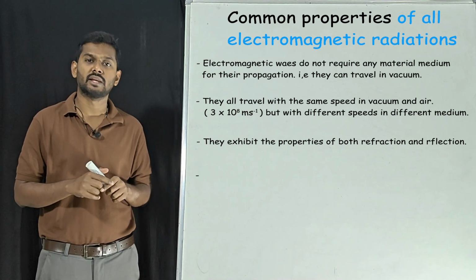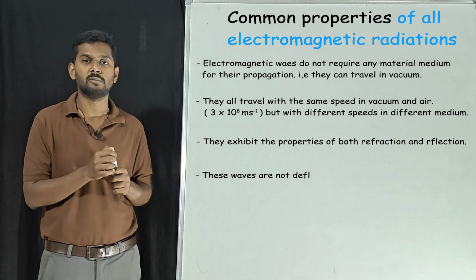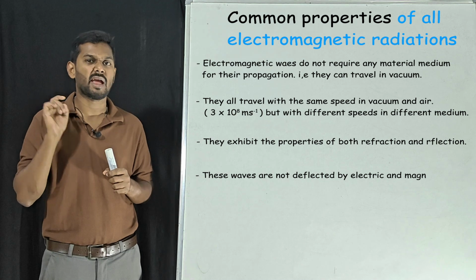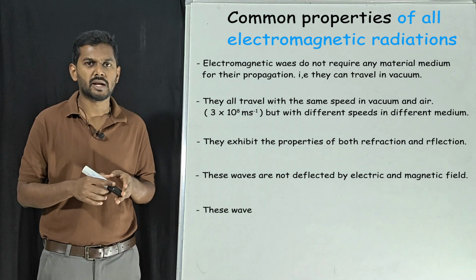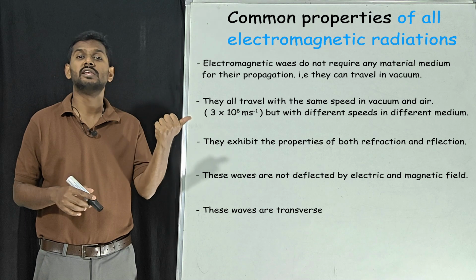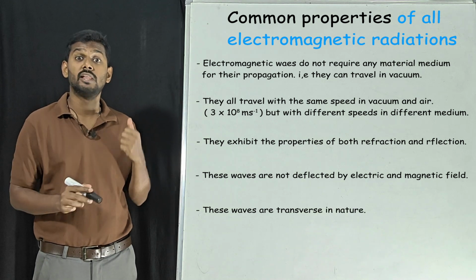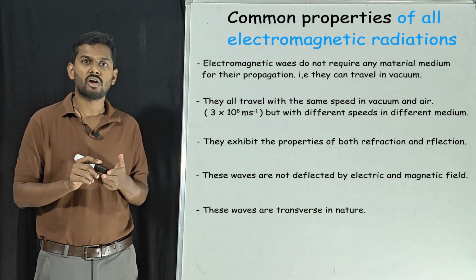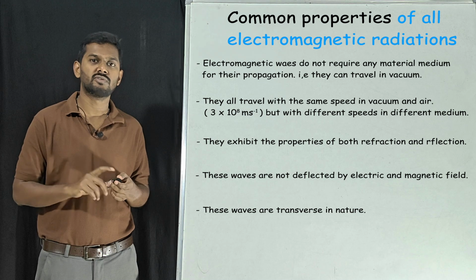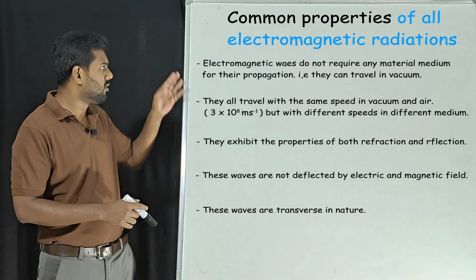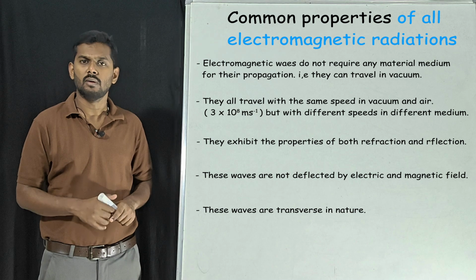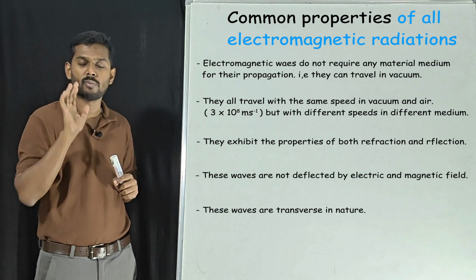These electromagnetic radiations will not get deflected by electric and magnetic fields. This is one more point. All these electromagnetic radiations are transverse in nature. They are not longitudinal, they are transverse. What is a longitudinal wave and what is a transverse wave, that is what we are going to learn in the sound chapter. Now these are the common properties of all the electromagnetic radiation.